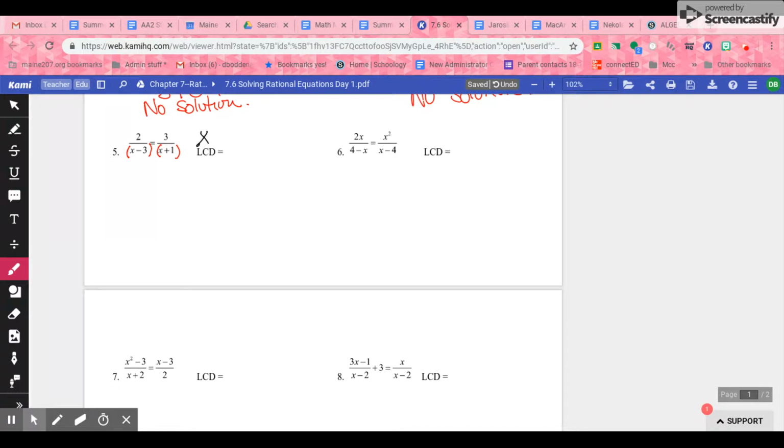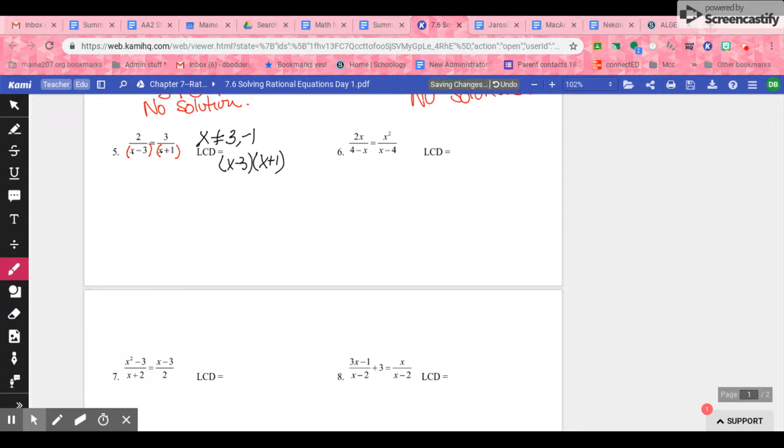So I know that x cannot be 3 and x cannot be -1, because if x were 3 or -1, that would make the denominator 0. Next, we want to find the least common denominator. Remember, the least common denominator should be one of every factor. So my least common denominator is x minus 3 times x plus 1.